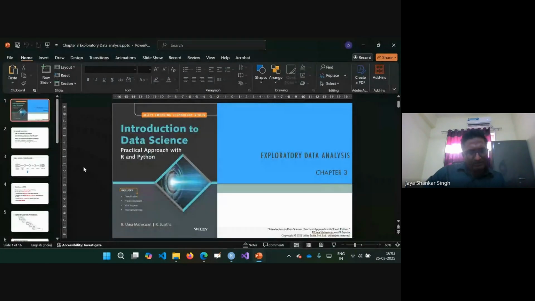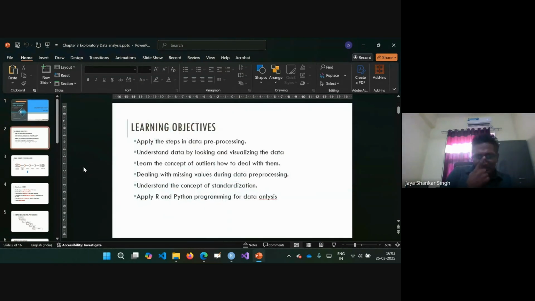Okay. So mostly our discussion for this particular hands-on will be to understand the exploratory data analysis. We have already discussed about exploratory data analysis. What is exploratory data analysis? Anyone?